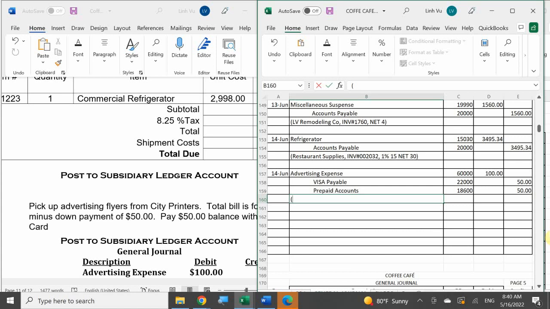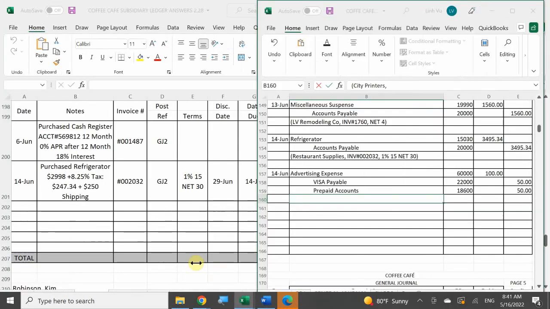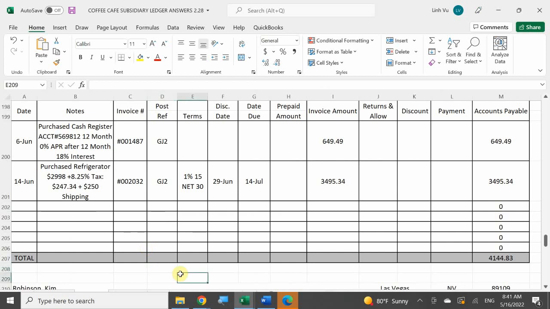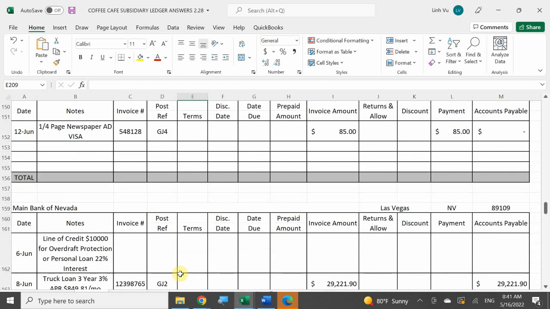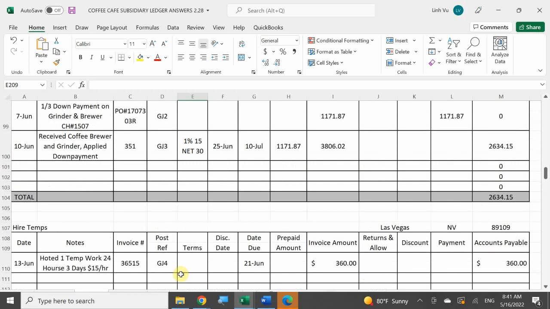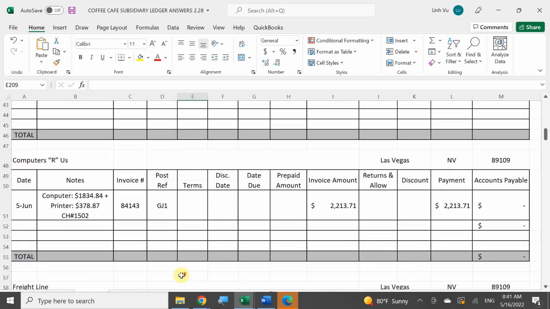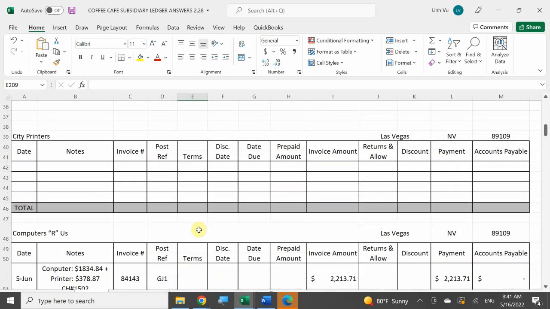So here we could go ahead and make our note now saying, who did we buy the flyers from? City Printers. In this case you would have to pull up that invoice. Okay, City Printers.